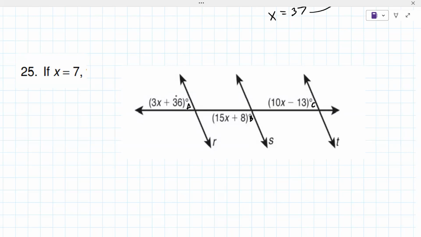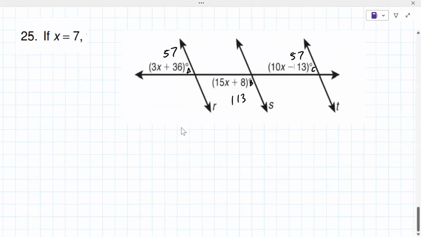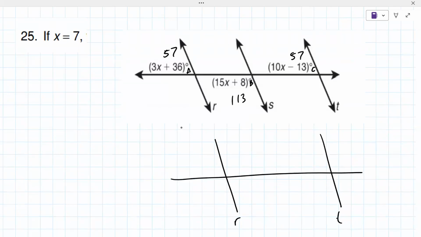All right. What did you come up with for letter A? I got 57. And B? 113. And then C? 57. So first of all, are any of these the same? Angle A and C. So let's say we didn't have that middle one in there. This is line R and line T. This is 57 and it's 57. What could you say about lines R and T?